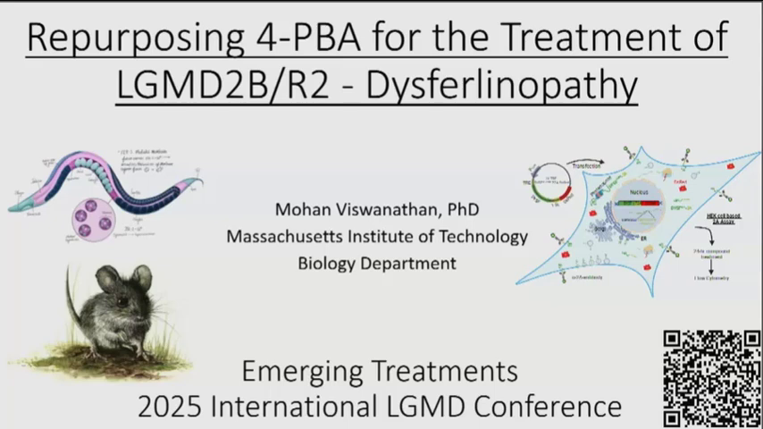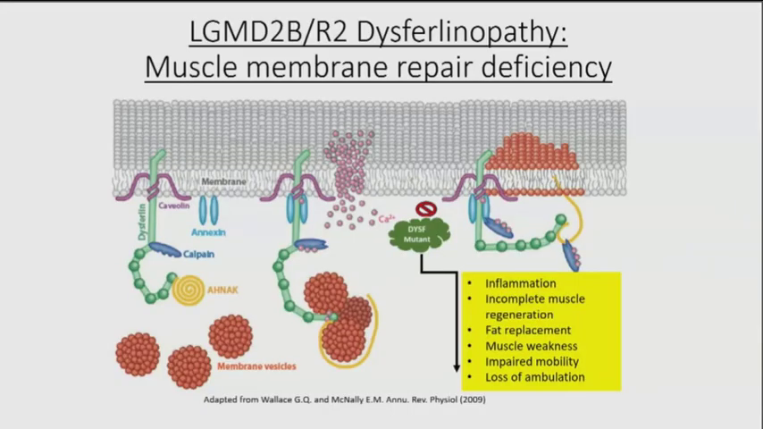But I'm going to call it dysferlinopathy for the rest of this talk, because I think it's really important for everybody to have a handle on what the genetics of their mutations are and the etiology of their disease. Okay, so just a quick overview of what happens when you have dysferlinopathy. You have a mutation, a loss of function in dysferlin, and this loss of function results in an inability to repair plasma membrane damage.